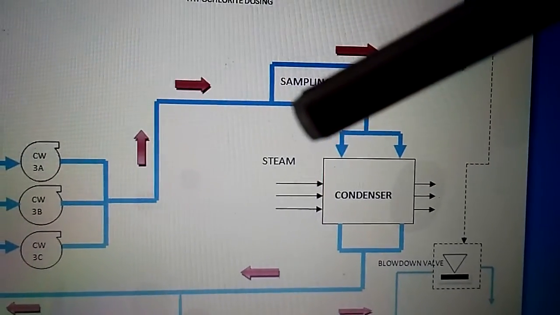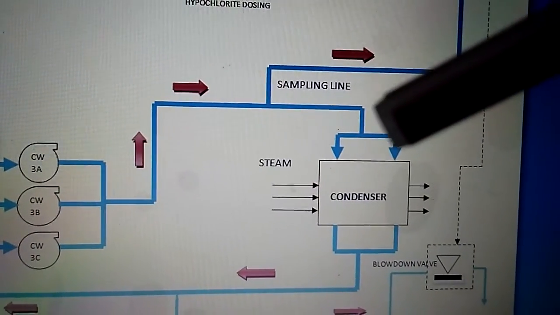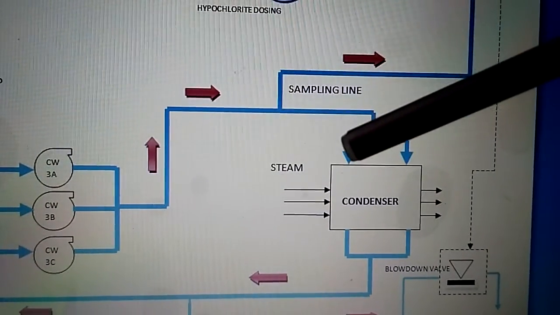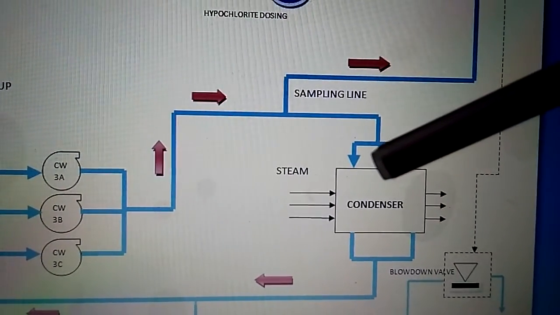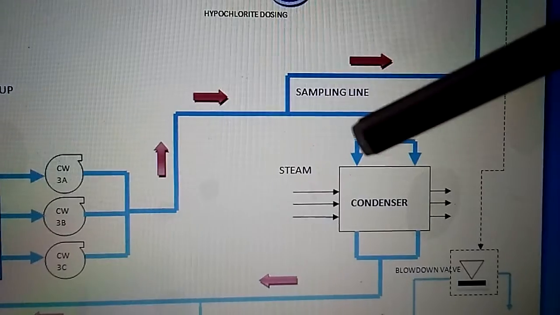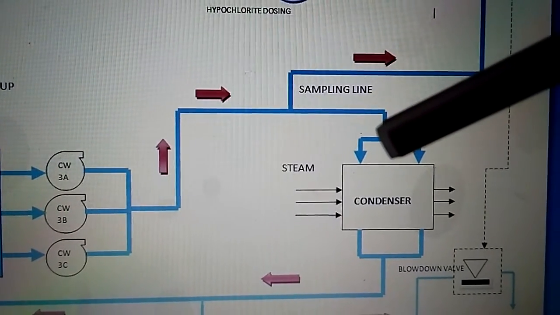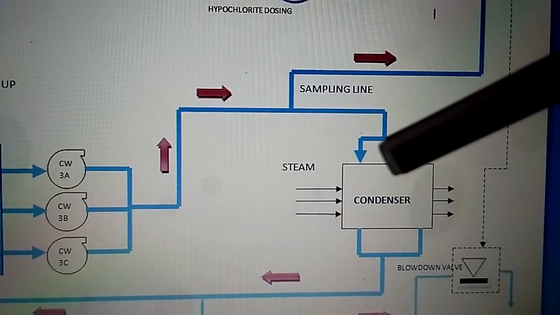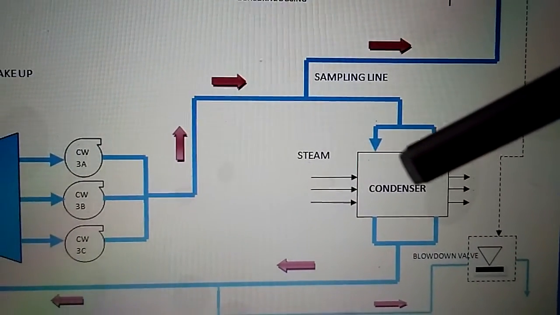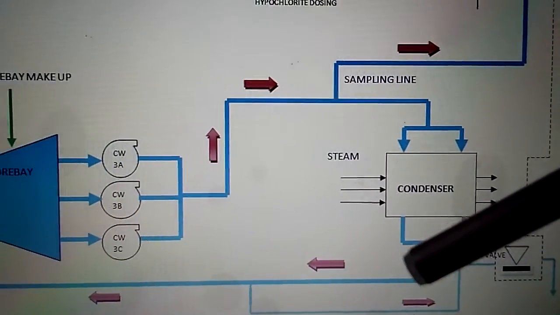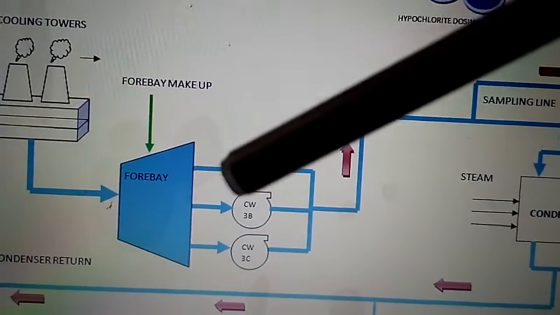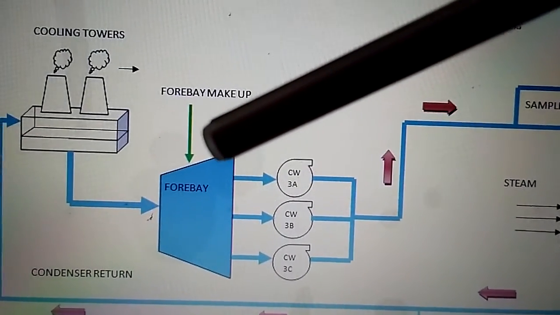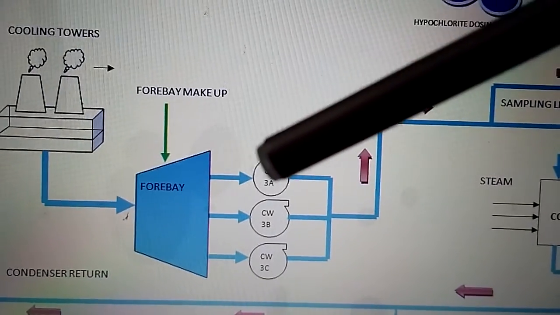A huge quantity of steam is required to move the turbines, and the steam is in turn cooled in the condenser, and for that a huge amount of cooling water is required. Around 20,000 tons per hour of circulation is required. Who supplies this water? The Forebay supplies this water, and we have 3 CW pumps.